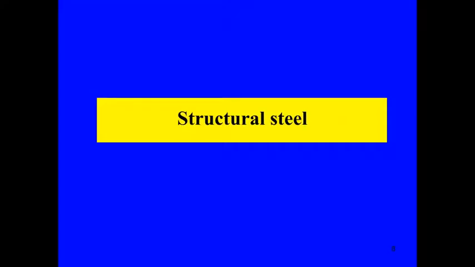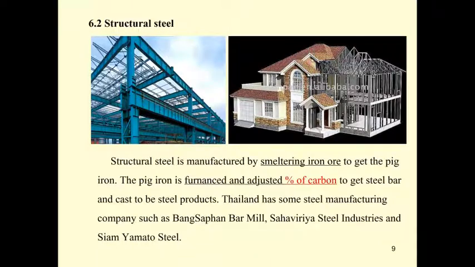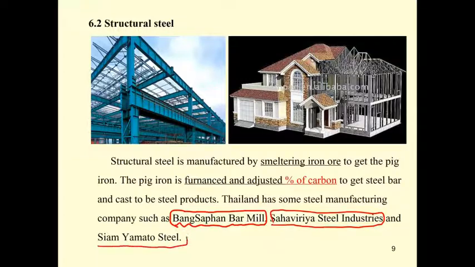Okay, let's start with structural steel. Nowadays, like I said, they are trying to use steel more and more because steel has a high strength to weight ratio, and the industry is growing very quickly in Thailand. In Thailand, we have many companies such as Bang Sapan Mill Bar, which is in Prachuap Khiri Khan. Also Saviya Steel Industry, also in Prachuap Khiri Khan. Or Siam Yamato Steel, in Saraburi. There are many steel companies in Thailand, and they are big also.